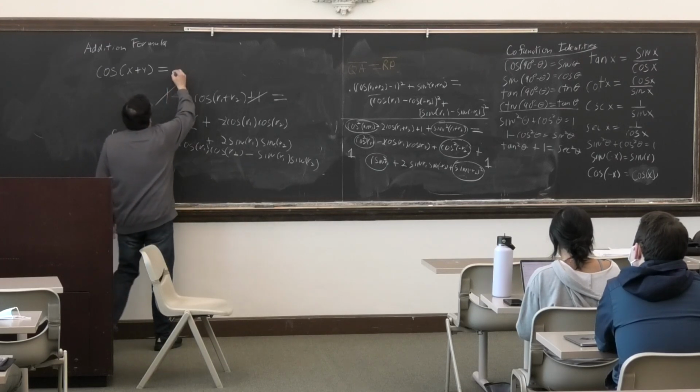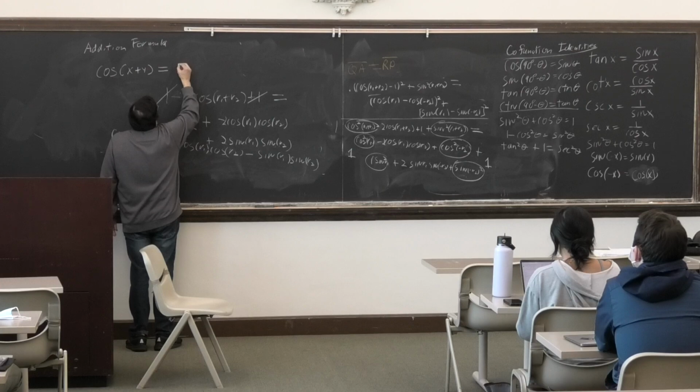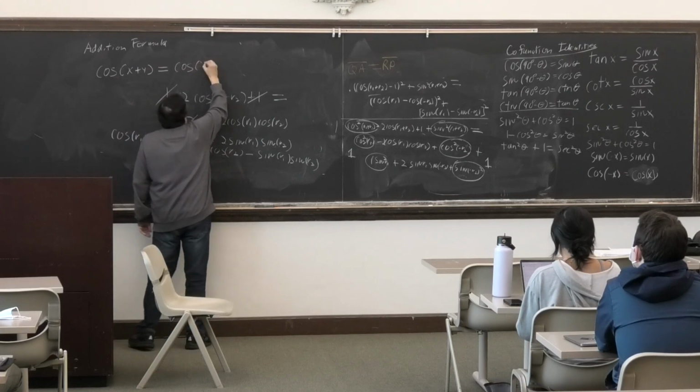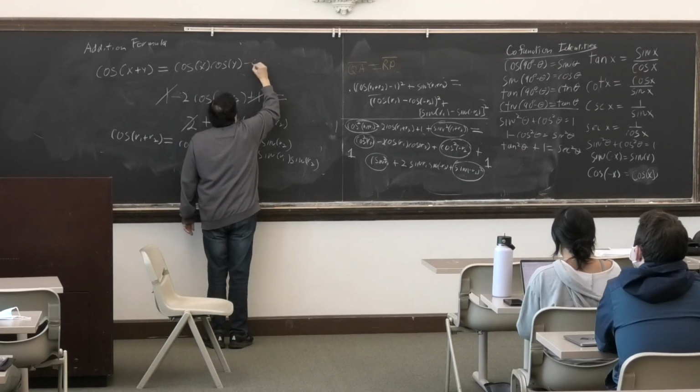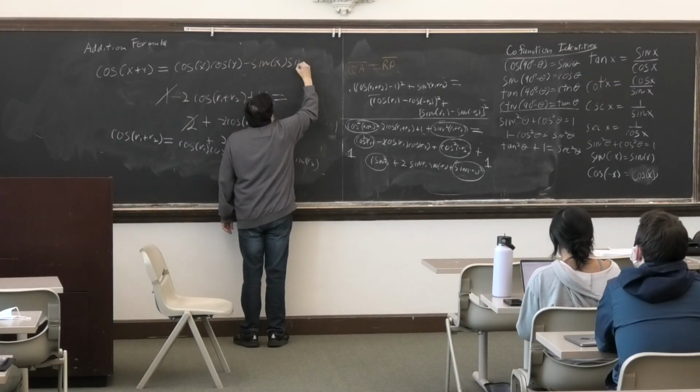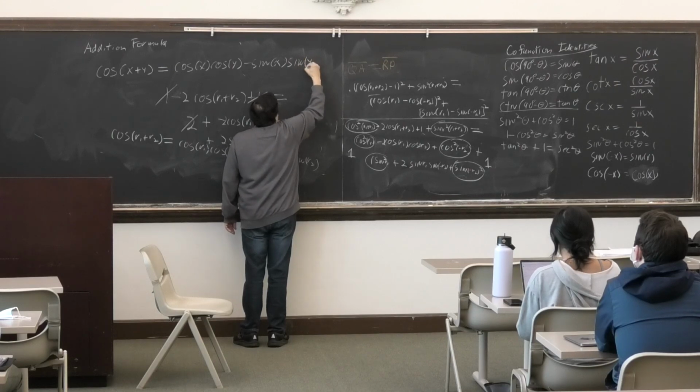That's it. Cosine of x plus y is cosine x cosine y minus sine x sine y.